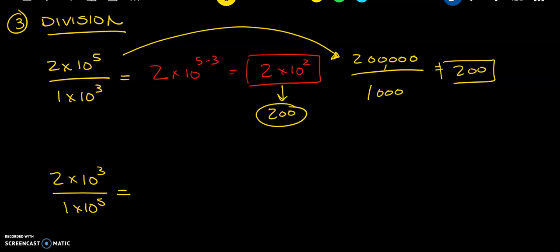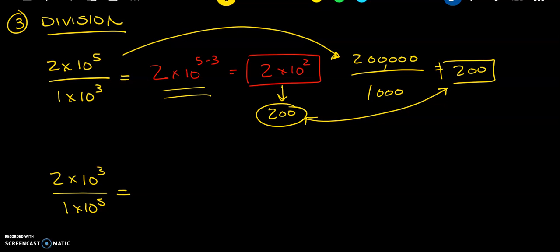Exact same thing. I'm hoping by showing you the actual arithmetic and seeing that we get these same answers, you can understand why these rules actually do work. It's not something that we created out of thin air. They actually do work. Let's look at one more example.